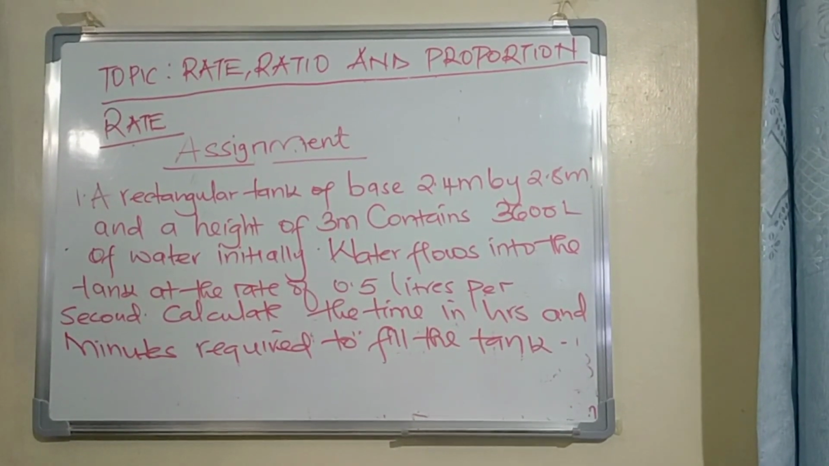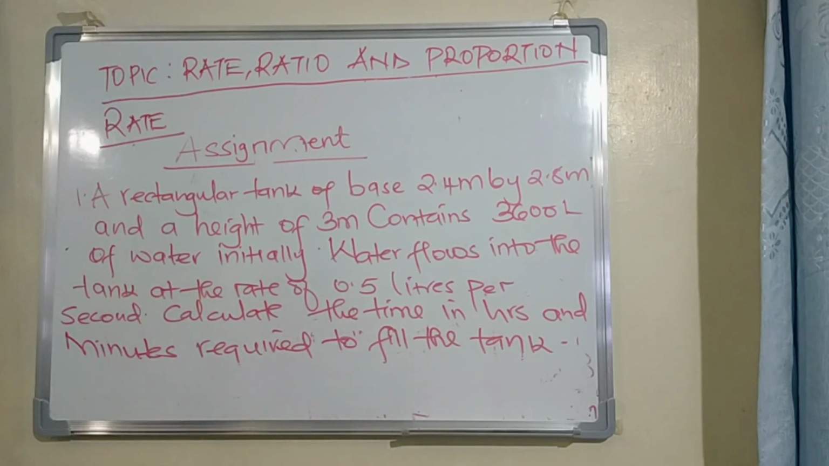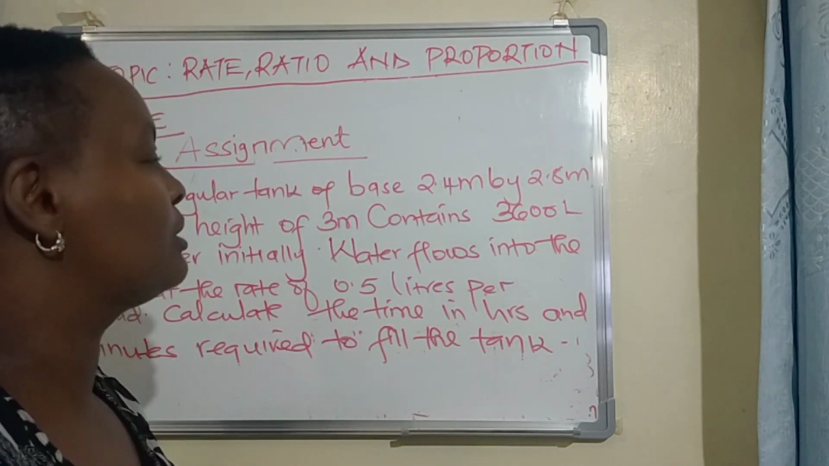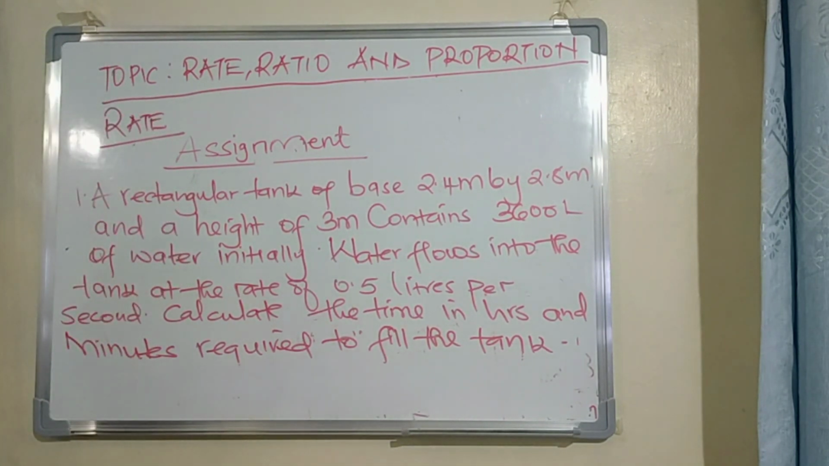So for your assignment, attempt this question, which is also a question from a past KCSE exam. A rectangular tank of base 2.4 meters by 2.8 meters and a height of 3 meters contains 3,600 liters of water initially. Water flows into the tank at the rate of 0.5 liters per second. Calculate the time in hours and minutes required to fill the tank.